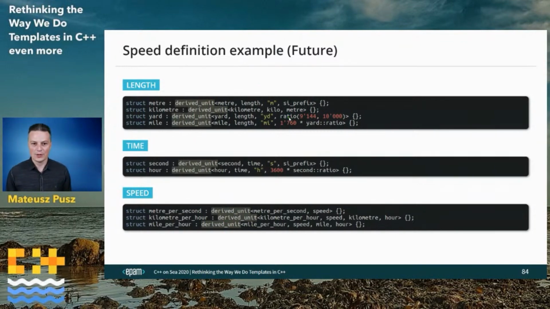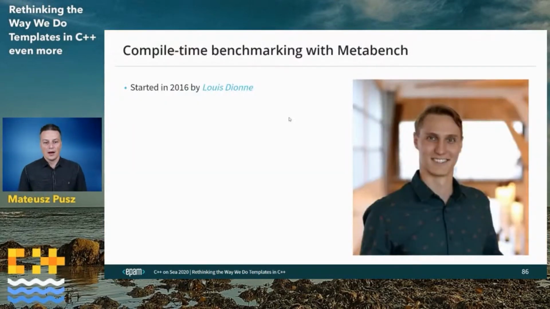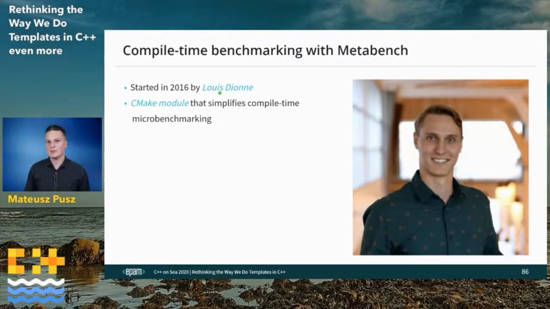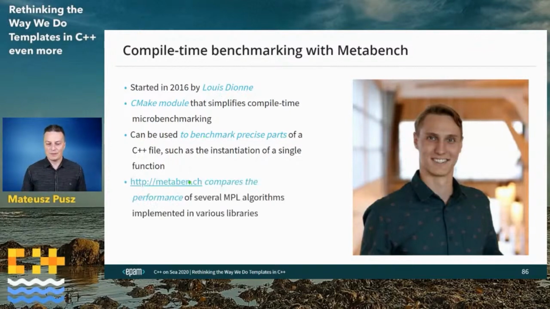I don't see any questions for this chapter, so let's continue to the performance section. We'll be talking about compile-time benchmarking with MetaBench. It was started by Louis Dionne for his Hana library in 2016. It's a CMake module that simplifies compile-time micro benchmarking. You can benchmark not only the whole translation unit to be compiled, but a specific part of the translation unit you want to measure. You can also find on metabench.ch a comparison of many MPL libraries and algorithms out there.